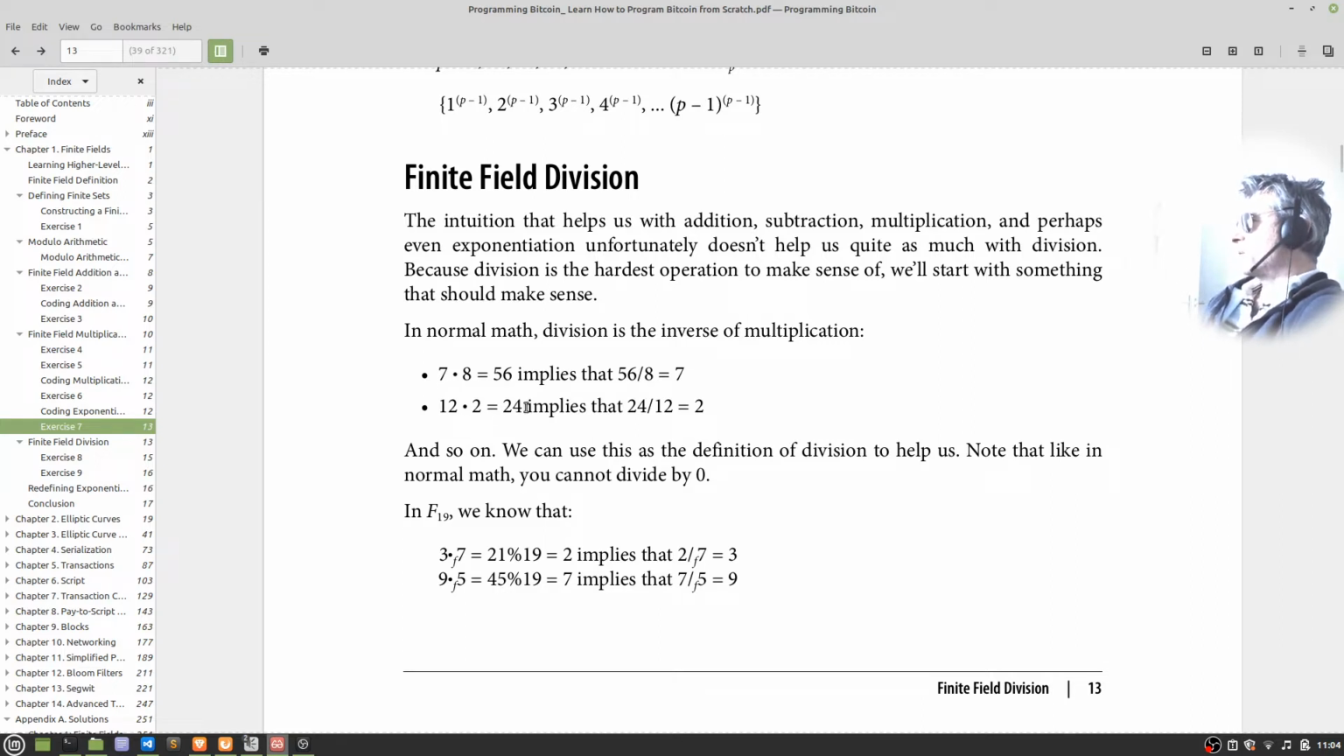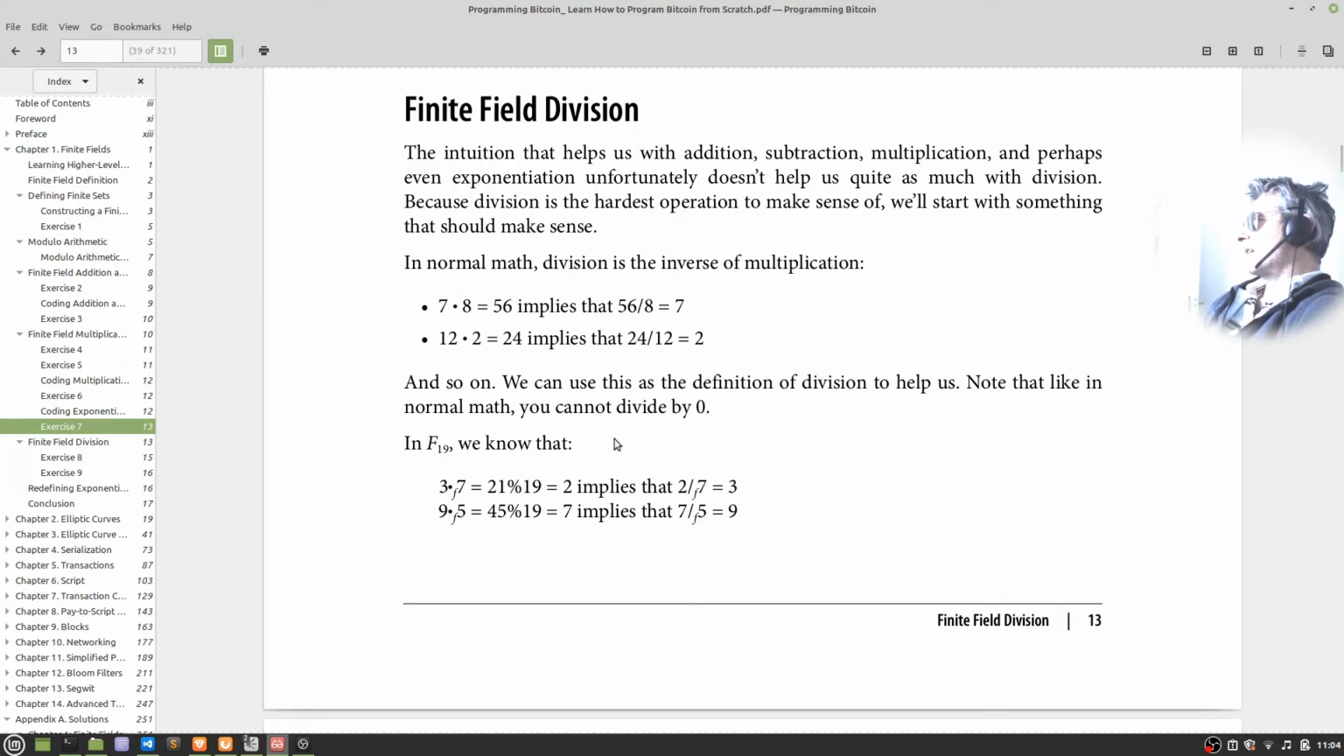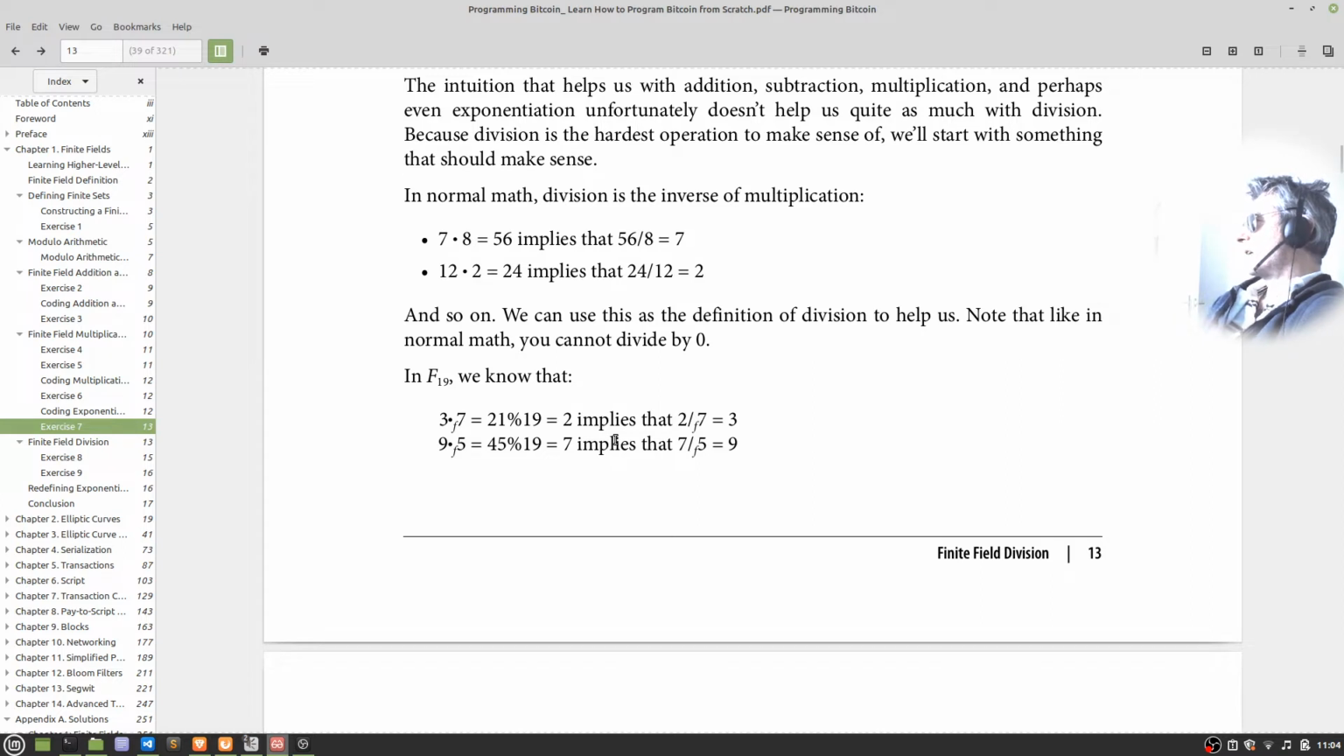12 times 2 equals 24. So 24 over 12 equals 2. So yeah, you can see how you can quite easily reverse those. So in F19, we know that 3 times 7, the little f just means we're using a finite field. So 3 times 7 equals 21, 21 mod 19. So 19 goes into 21 one time with remainder equals 2.